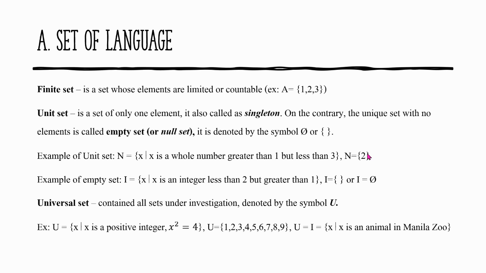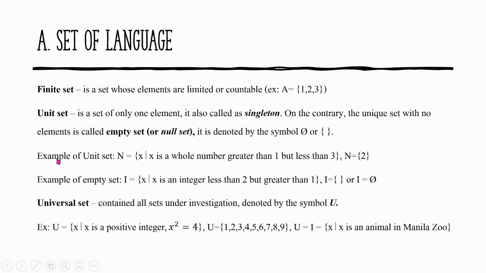A unit set is a set that has only one element. This is also called a singleton. On the contrary, the unique set with no elements can be called the empty set or null set. It is denoted by the null set symbol, or a bracket, an open and close bracket with nothing inside. That is an empty set.